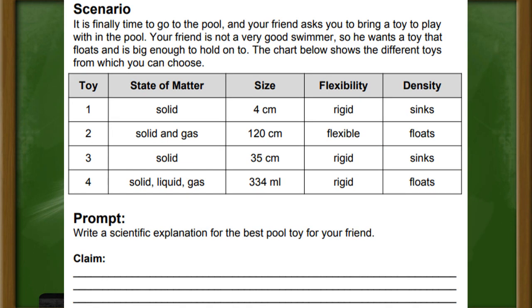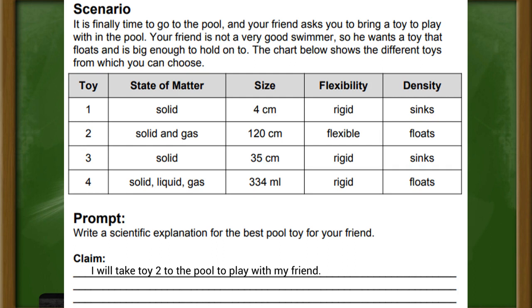Let's look at the chart to figure out what toy we are going to choose. I think our claim should be that we are going to choose toy 2 based off of the specific properties of matter that we see in the chart below our scenario. Let's write that in our claim, and then you guys will have time to work through to back that up with evidence and reasoning specific to the information in the chart and given to us in the scenario.